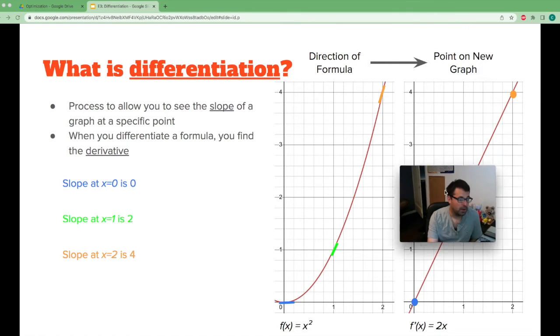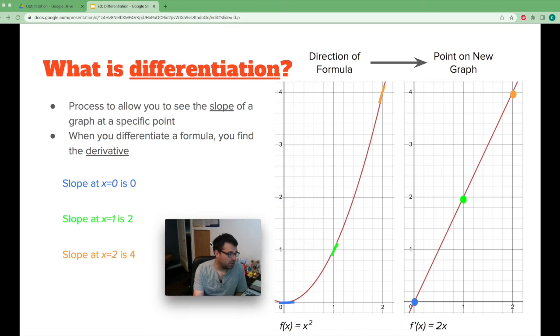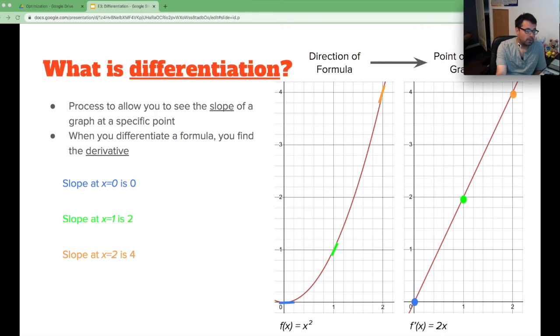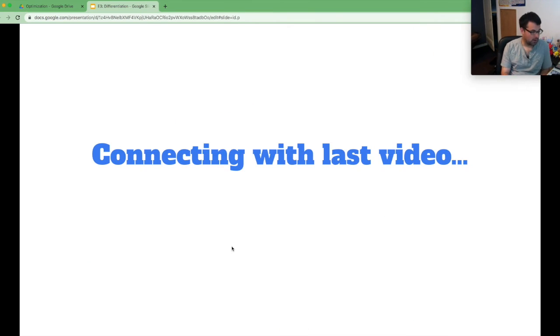So, let me move the camera. The direction of the formula ends up being a point on the new graph. The parent function gives us the direction. The point on the new graph is for the derivative. Okay, let me get that back there.